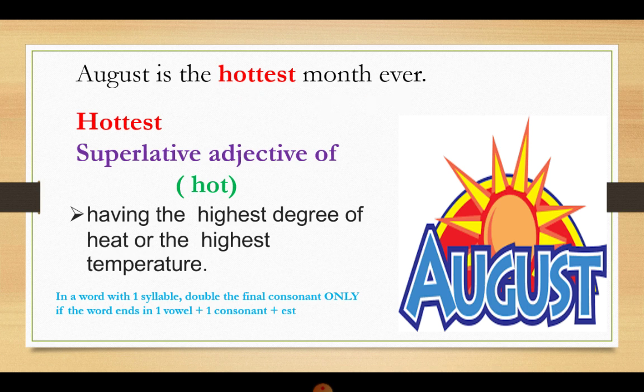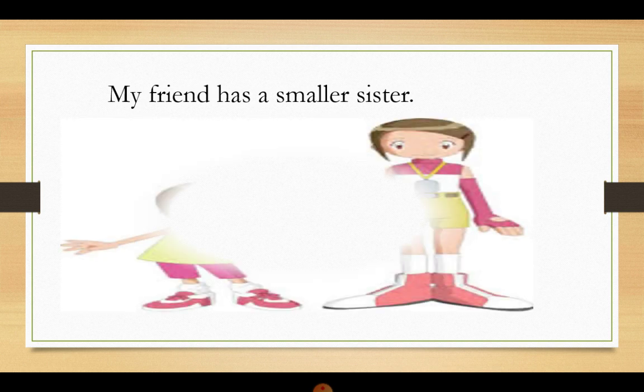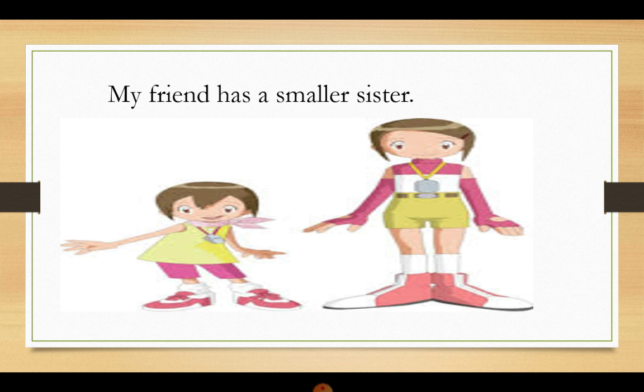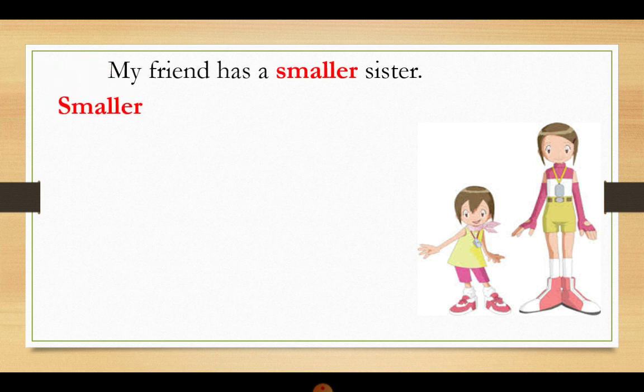Okay, so easy so far. Next, my friend has a smaller sister. My dear, can you see here? We have a comparison between one person and one. So one to one. In this case, I think it's so easy now. We have to look for a comparative or superlative. Exactly, a comparative, because we have one to one. So ER, smaller. Smaller is a comparative adjective.